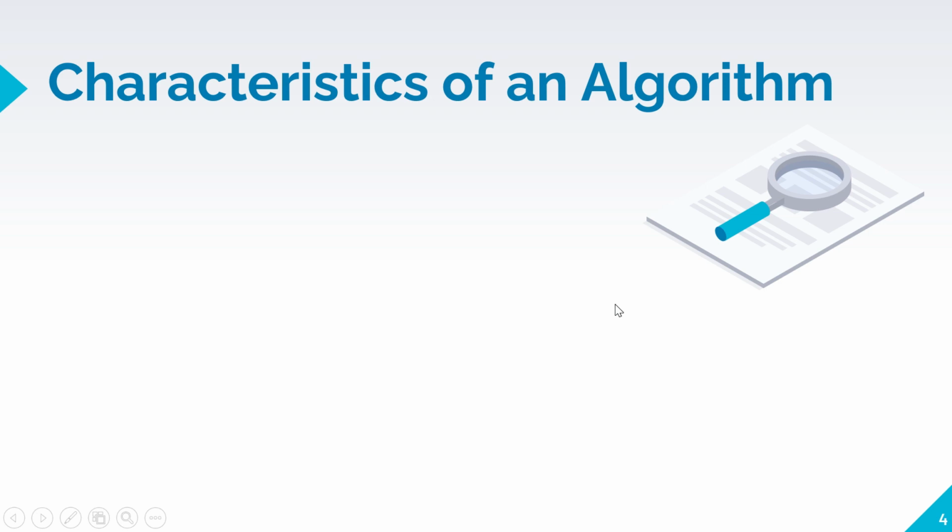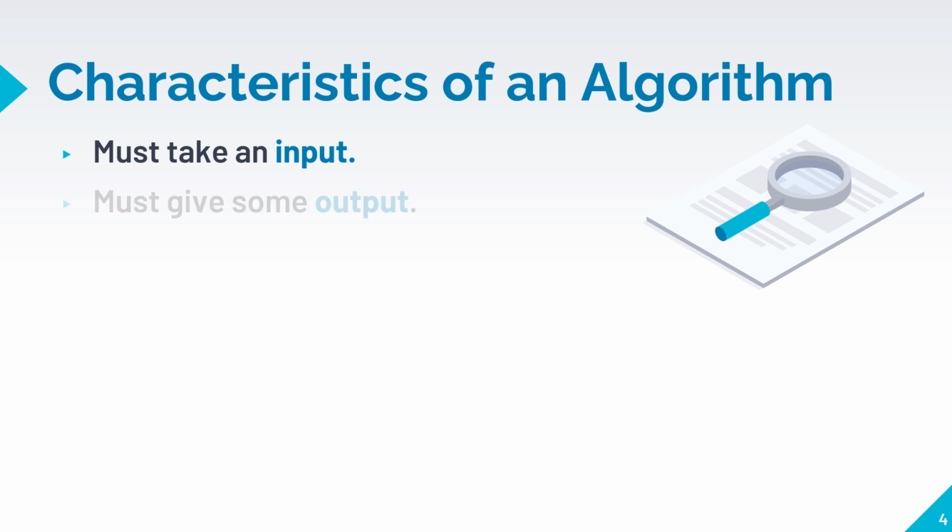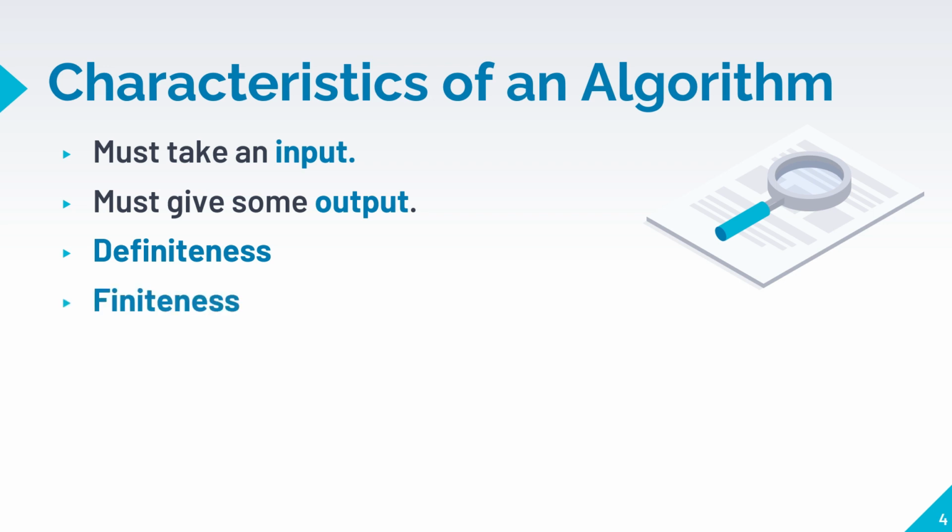I have here the characteristics of an algorithm, wherein it must take an input, it must give some output. We have the definiteness, wherein each instruction should be clear and unambiguous, meaning the procedures should be understandable. Finiteness, wherein an algorithm terminates after a finite number of steps. And lastly, its effectiveness, where every instruction should be basic, meaning you should have to provide simple instructions or steps only.